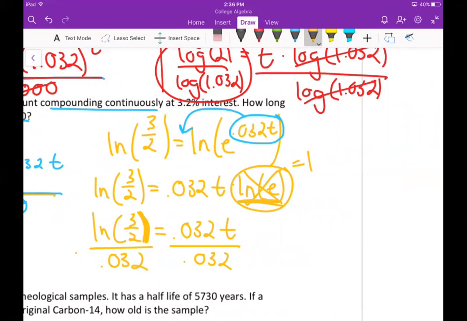Okay, and you should get a t value of 12.67 approximately. And again, this is years because we're looking at interest rates, and interest rates are always given in terms of a yearly interest rate, unless otherwise stated.